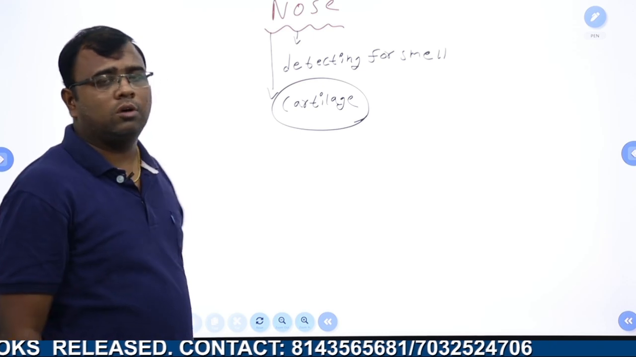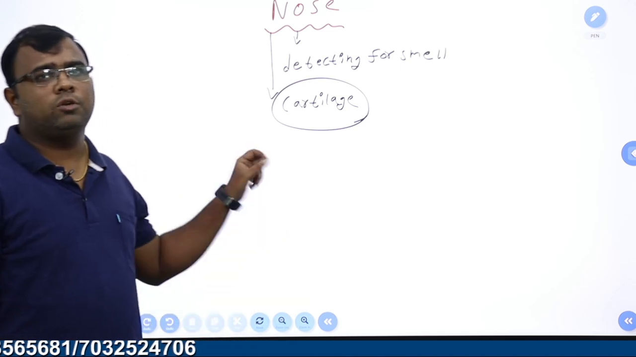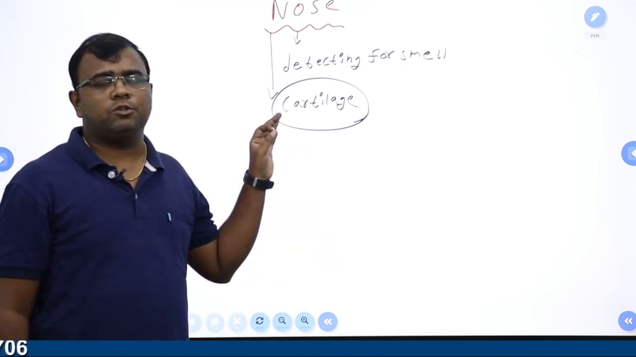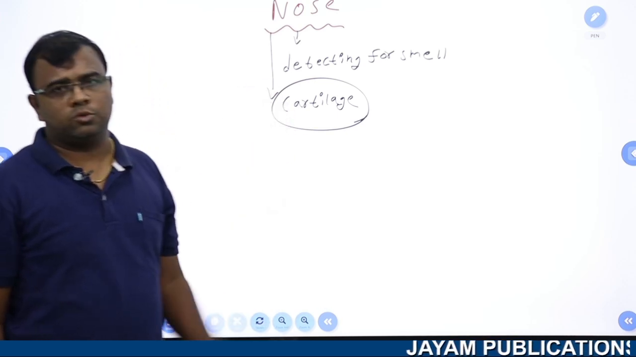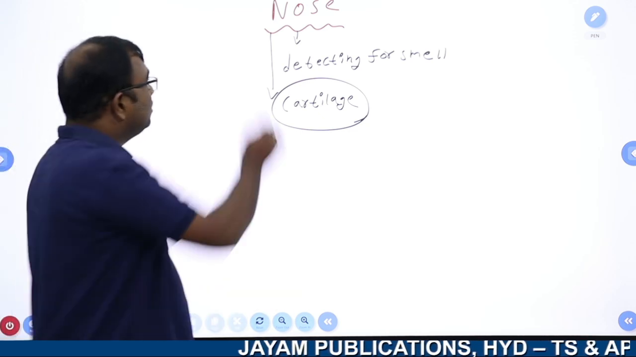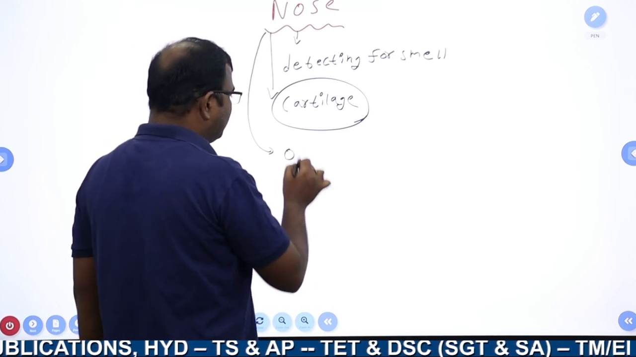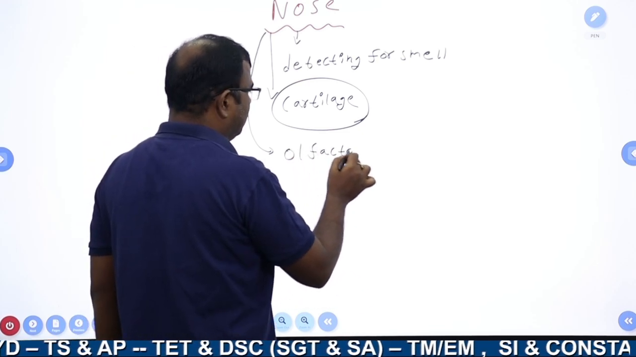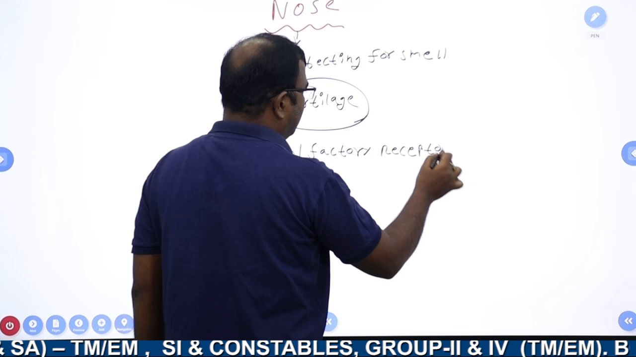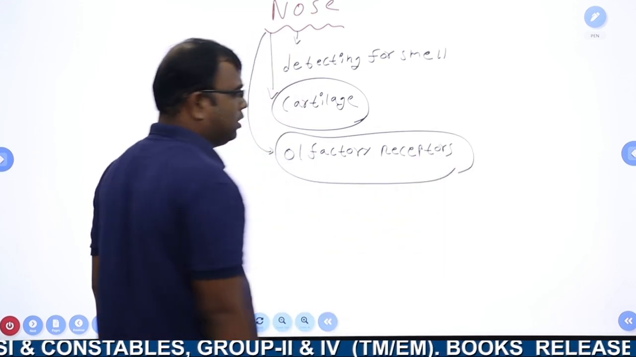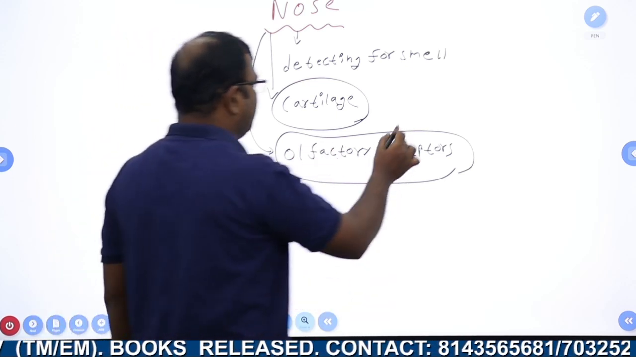The cartilage is the softest bone in the human body, and it is present inside the nose. Inside the nose, the olfactory receptors are present. The olfactory receptors are used for detecting smell.